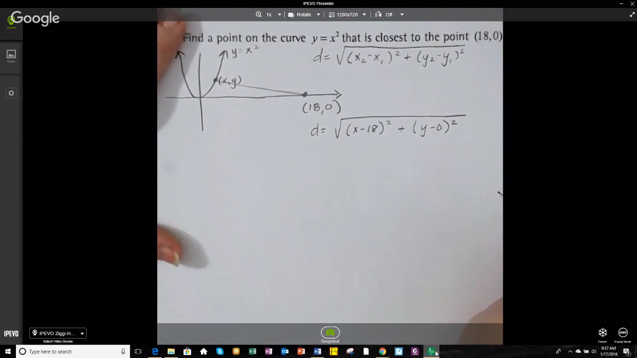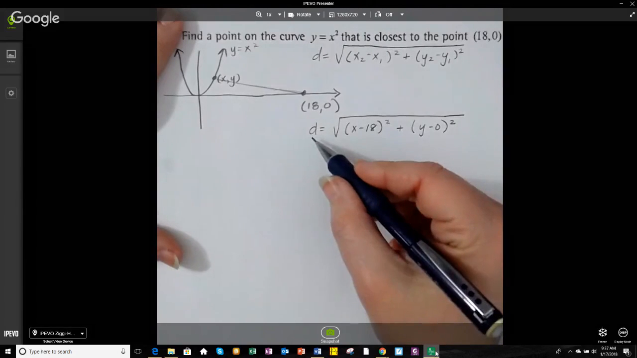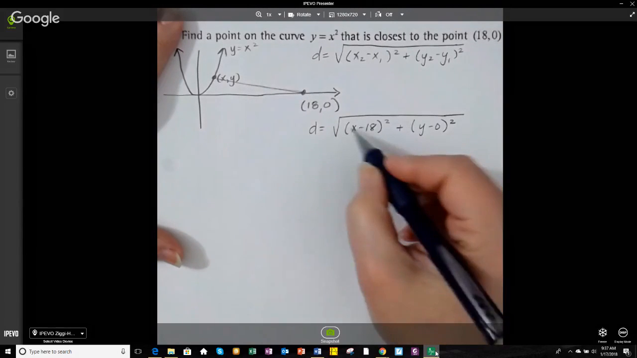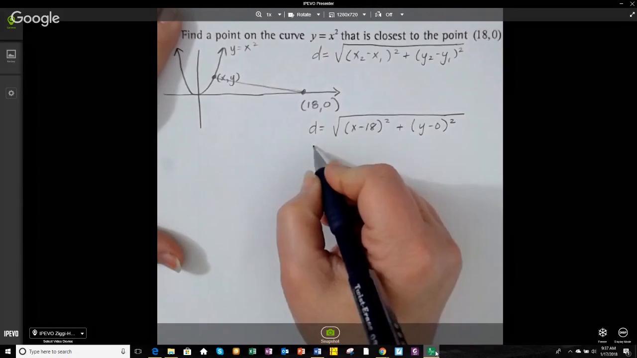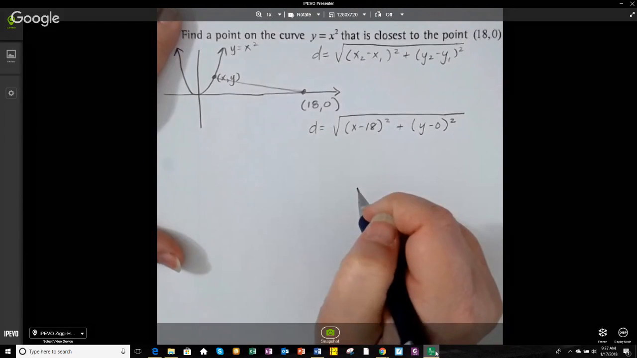Okay, well, interestingly enough, I have an equation for distance. And how many variables do I have here? Well, gosh, I've got 2. And in my calculator, when I put in y equals, I only had the ability to put 1 variable. So I have to think of something.